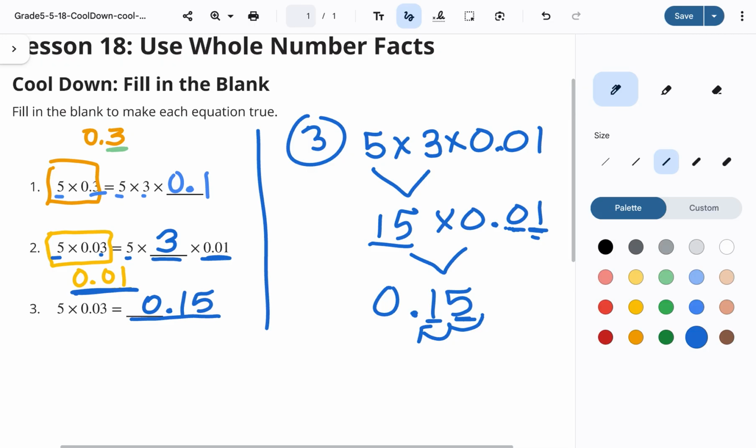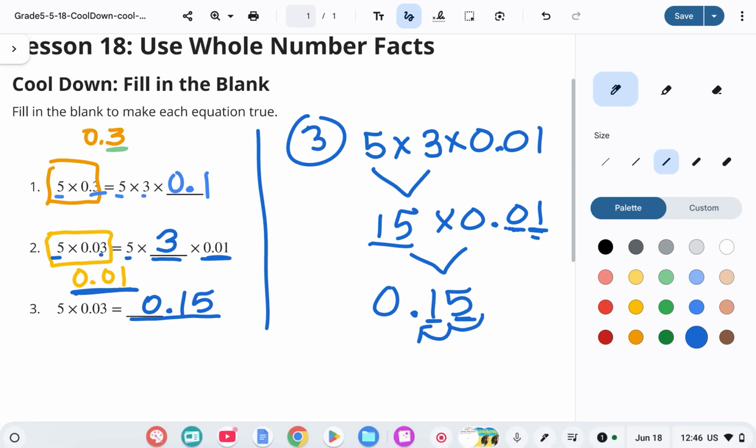Now we have finished out our lesson 18 cooldown, where we've been able to see how by utilizing our basic fact knowledge that we already have, as well as our knowledge of place value, we can solve these operations in a snap.